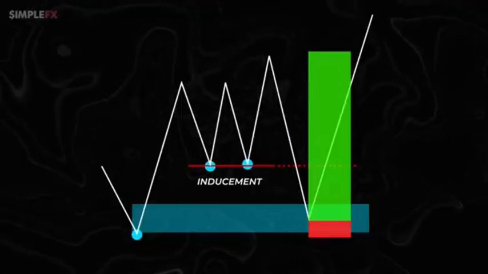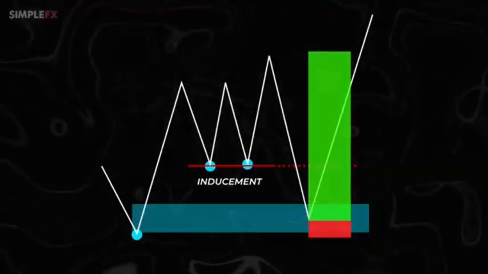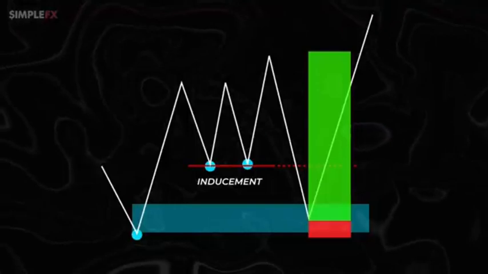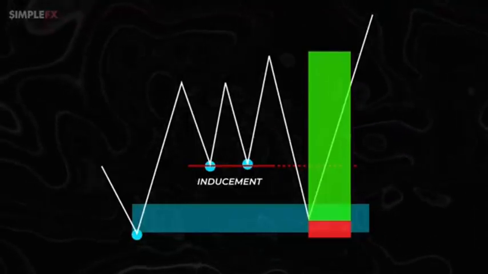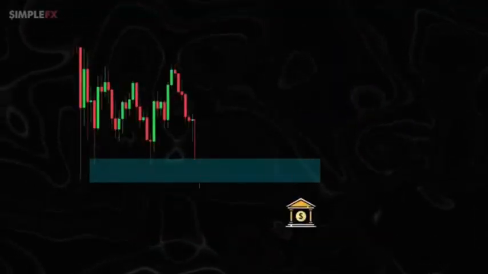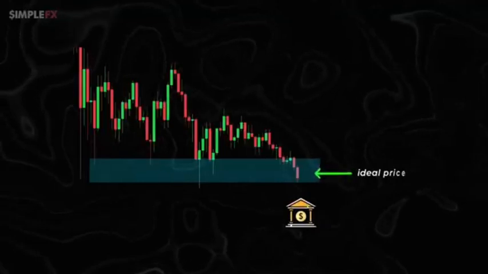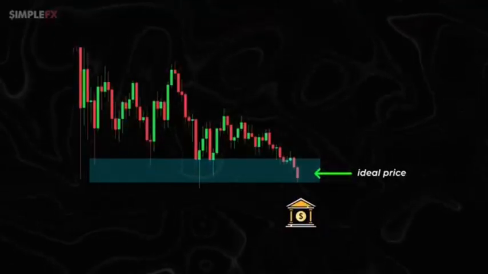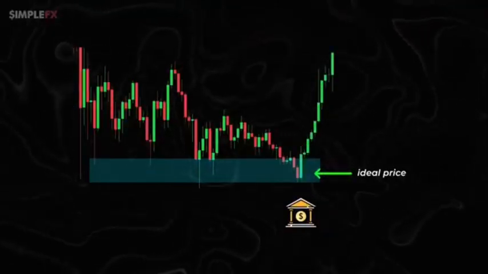While this may seem like a random and specific pattern, it's actually more common than you might think, and there are logical reasons why this setup works. First, let's understand that large institutions want to enter the market at an ideal price, but due to their massive capital, they can't do so without moving the price.